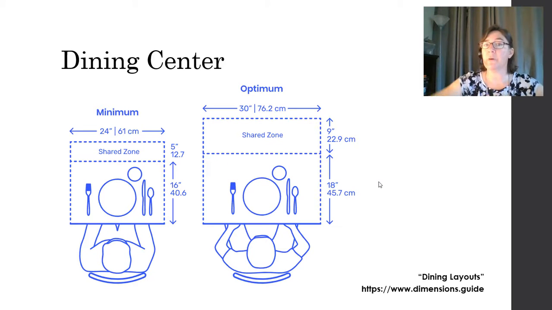Optimum size is a little bit bigger than that. We're going to give you some more elbow room with 30 inches wide, 18 inches deep, and then another 9 inches. Why is this a shared zone? That's why if you mirror image this, so you have two people sitting face to face, you would overlap those shared zones.